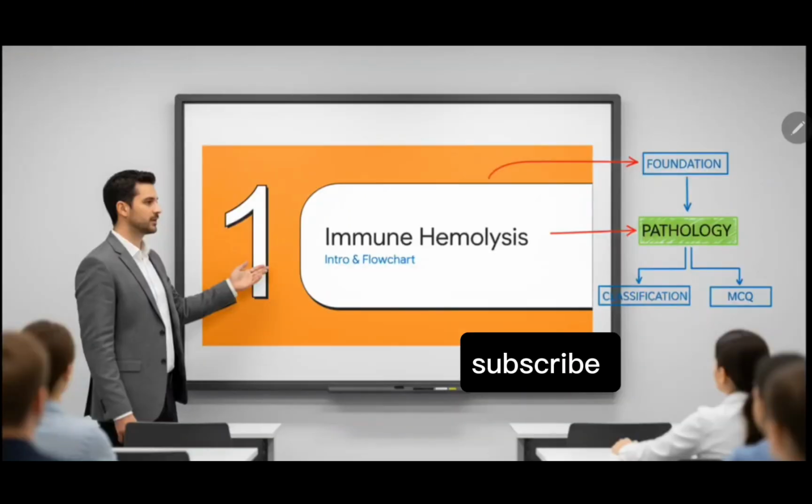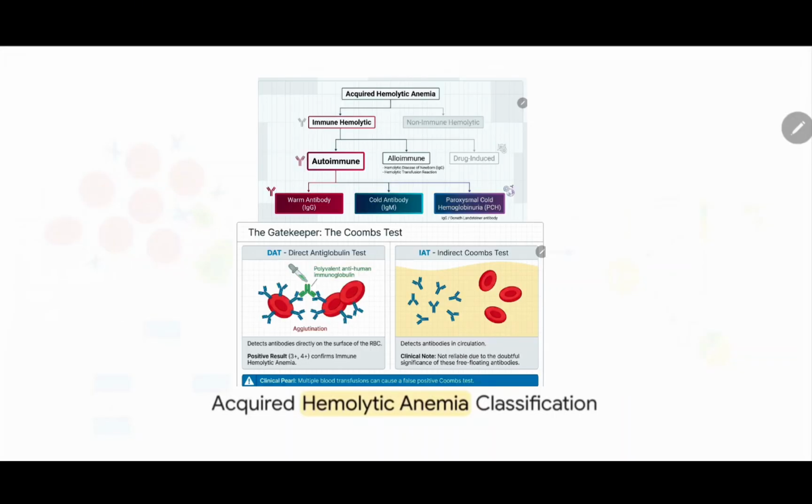Section 1. Intro to Immune Hemolysis. Let's build that strong foundational classification, which, trust me, is the master key to cracking any MCQ. When a patient presents with acquired hemolytic anemia, your brain should immediately split the diagnosis down two distinct pathways, immune and non-immune. Today, our lens is entirely focused on the immune branch. Under immune hemolysis, we've got autoimmune, which further splits into warm, cold, and PCH. We also have alloimmune, like hemolytic disease of the newborn, and finally, drug-induced hemolysis. Keep this mental roadmap locked in your head as we move forward.